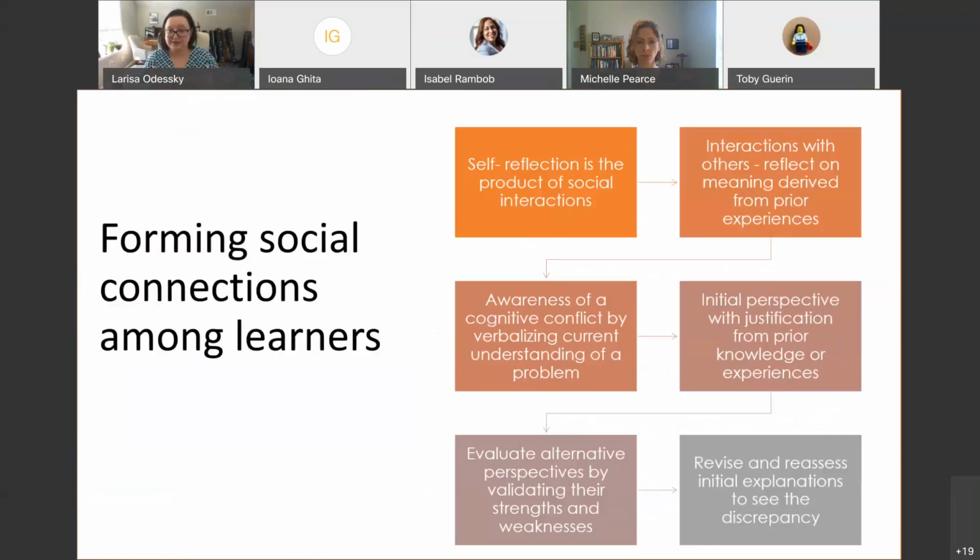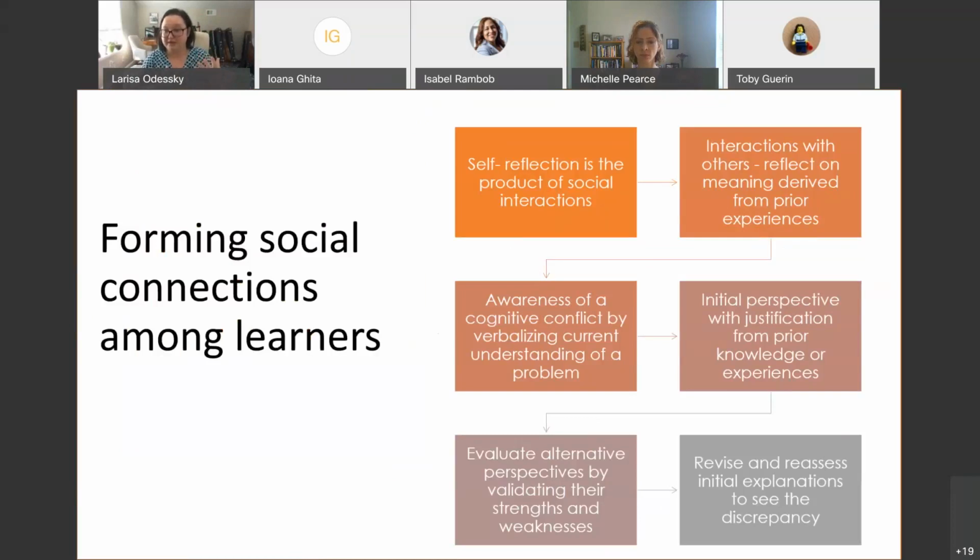Social connections. I don't think I do enough of this. So self-reflection is a product of social interactions. We need to give them opportunities to have those interactions in an online environment, and that could be through group discussions or through other discussions.